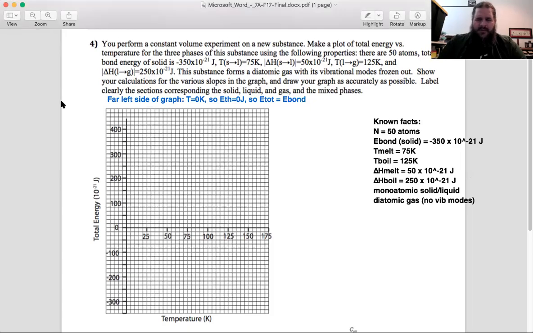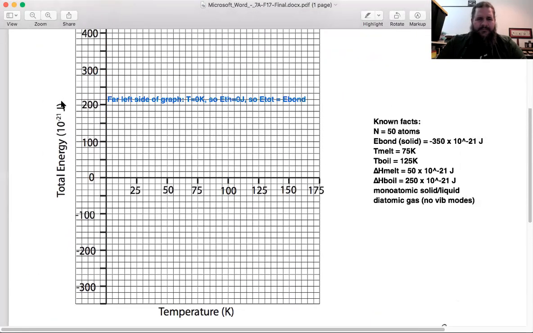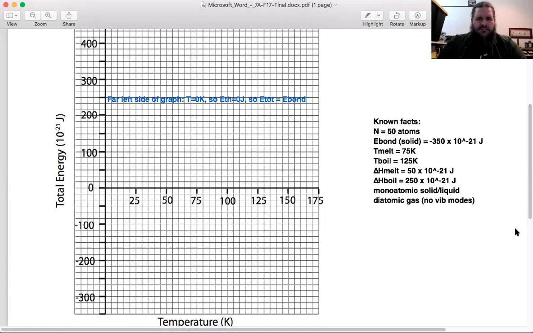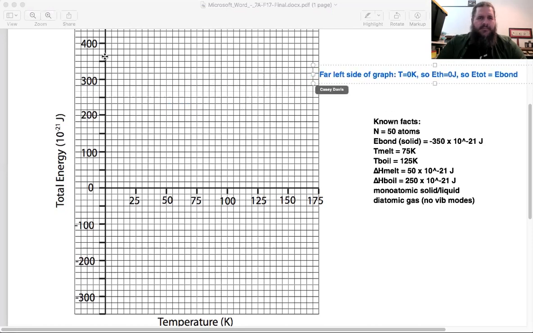And let me zoom in on this a little more so we can get more detail. We know we want to have -350 times 10 to the -21 as the starting point. So let me mark that on the graph. -350. That'll be down here. So that's a point we can use on the graph as a starting point. And then let's say we add some energy.